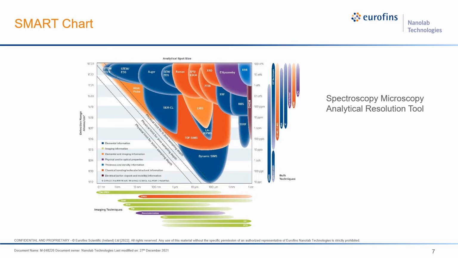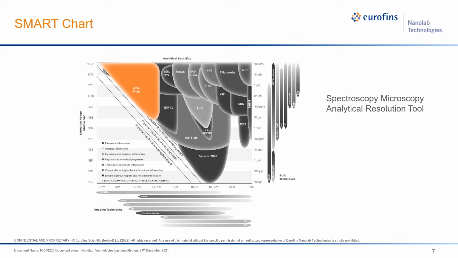Now, as you can see over here, atom probe tomography actually is a part of this EAG chart since we provide the service, and it has a high spatial resolution down to the nanometer scale, as well as very high chemical sensitivity all the way down to 10 parts per million.